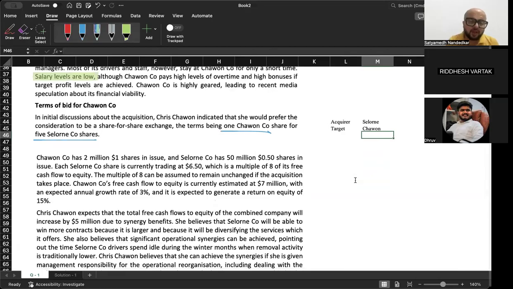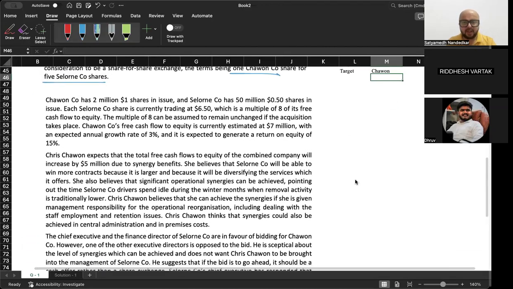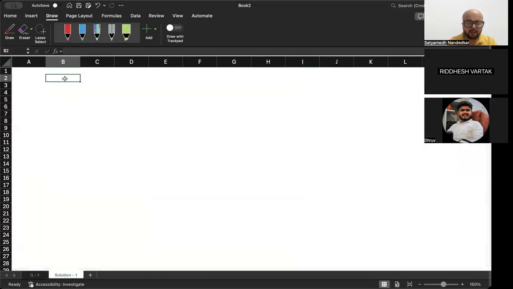Chavon Company has 2 million $1 shares in issue, and Selorne Company has 50 million $0.5 shares in issue. Each Selorne Company share is currently trading at 6.5, which is a multiple of 8 of its free cash flow to equity. The multiple of 8 can be assumed to remain unchanged if the acquisition takes place. Chavon Company's free cash flow to equity is currently estimated at 7 million with an expected annual growth rate of 3%, and it is expected to generate a return on equity of 15%. Now there is some information that they have given about both the companies. Okay? Let's try to write that down. Part A.